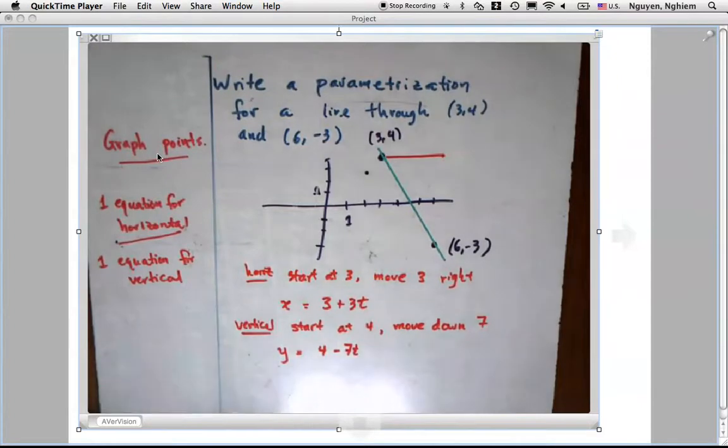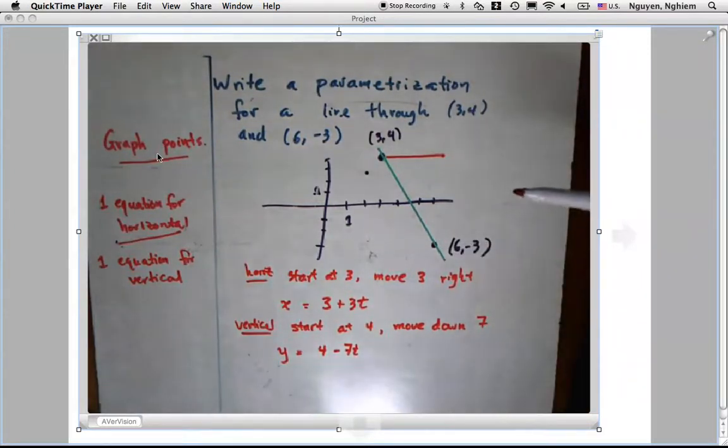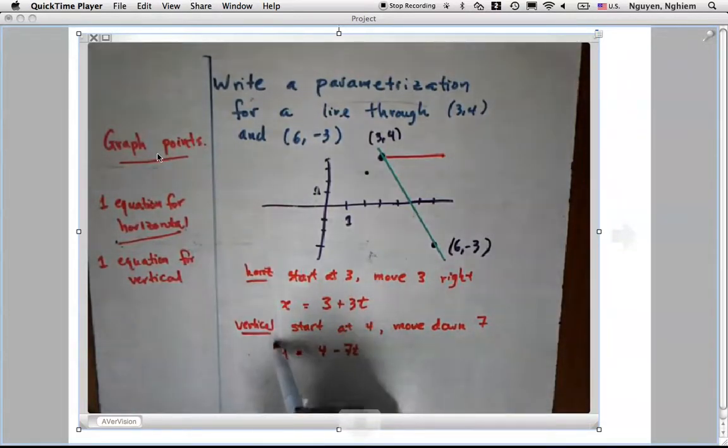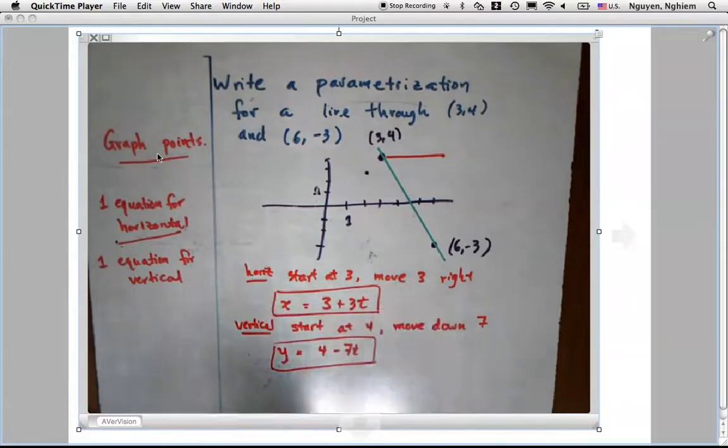Now, if you're thinking, why do we have to start at this point? Why can't we start at this point? It doesn't specify here, so you could start at either point and go towards the other. And these are the two equations that we have to work with at our disposal.